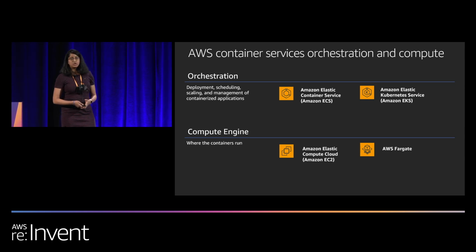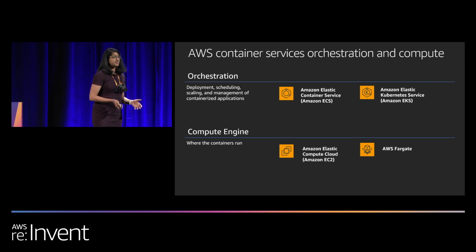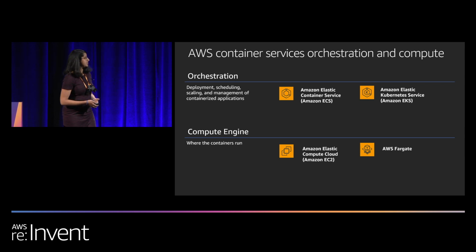EKS is a managed Kubernetes service. It is also highly available with 3 master nodes running in 3 availability zones. It's running upstream Kubernetes, so you can connect with kubectl just like a self-managed Kubernetes. So both ECS and EKS make it simple to actually deploy, manage, and scale your container apps running on AWS.